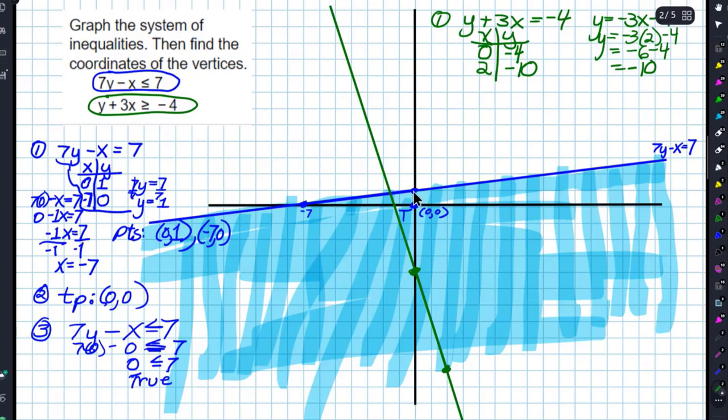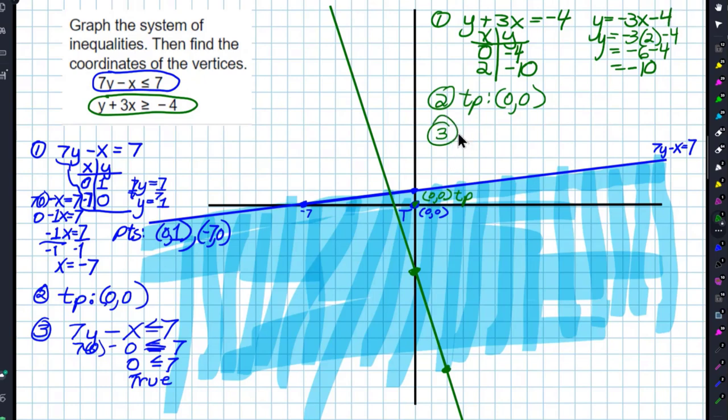And once again, I can choose 0, 0 because the green line does not go through 0, 0. See, that's the lazy person's way to do math, I suppose. 0, 0 is my test point there. So I'll write it down. Test point 0, 0. Be careful of when you cannot use it. If this green line had gone through 0, 0, I could not use 0, 0. Or if the blue line had gone through 0, 0, I could not use 0, 0. So keep that in mind. Now, 3.